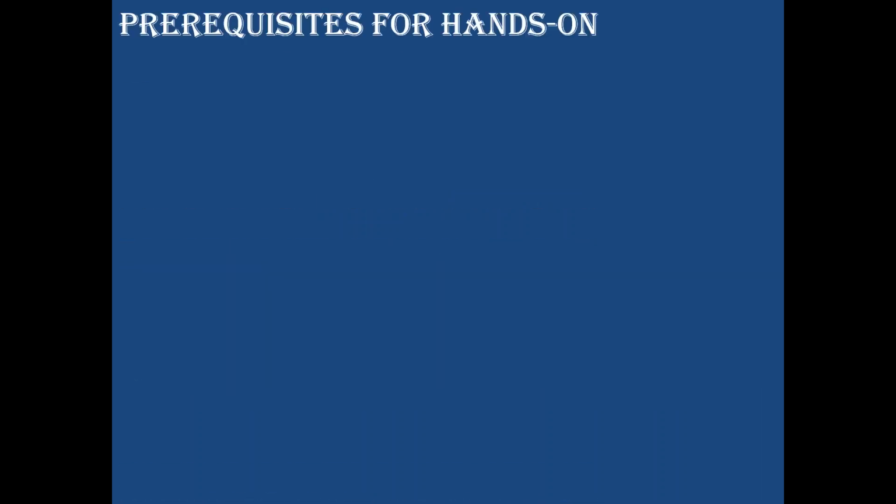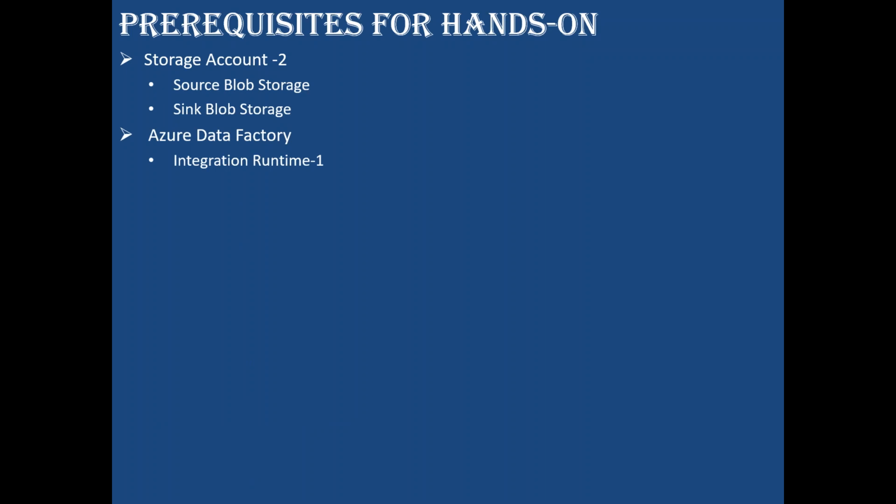Before we move on to the lab, let's quickly see the prerequisites for this lab. We need two storage accounts. One is for the source blob storage, one is for the sink blob storage. Then we need one Azure Data Factory. Within the Azure Data Factory, I'll be using one integration runtime of type Azure integration runtime. As you are aware, if you are copying data from cloud to cloud, we must use the Azure integration runtime.